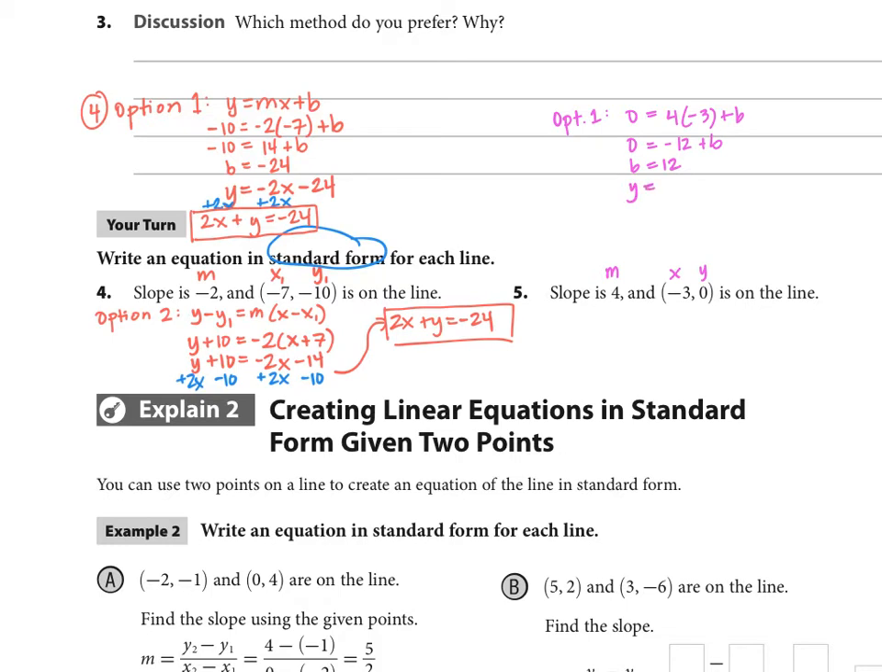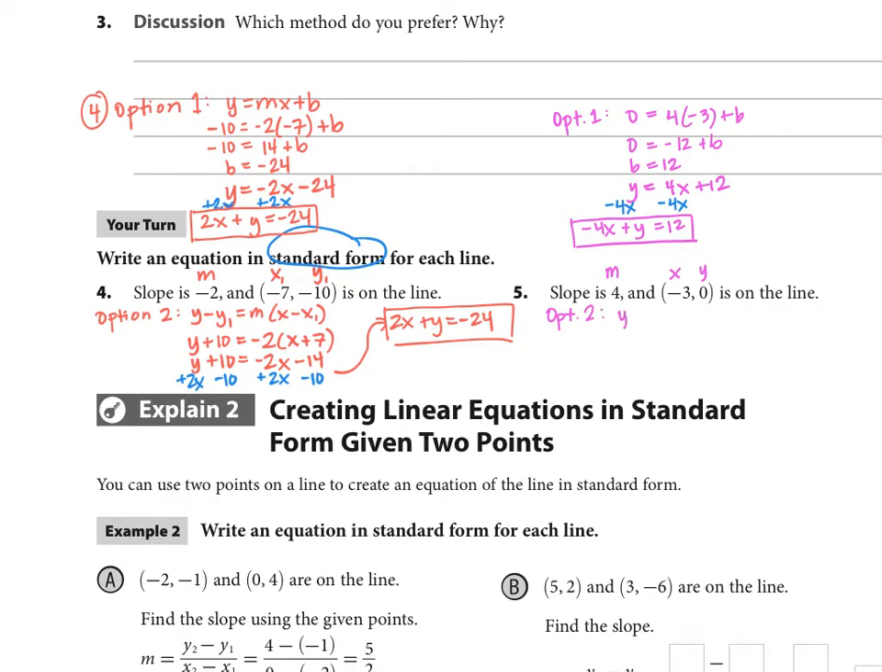So my equation in slope-intercept form is y equals 4x plus 12. And then I am going to subtract 4x on both sides to get our standard form. So I'm going to get something like negative 4x plus y equals 12. Okay, that's option 1. Option 2 is my point slope form.